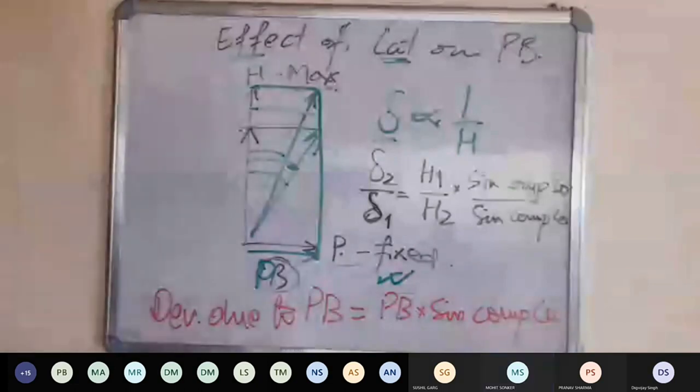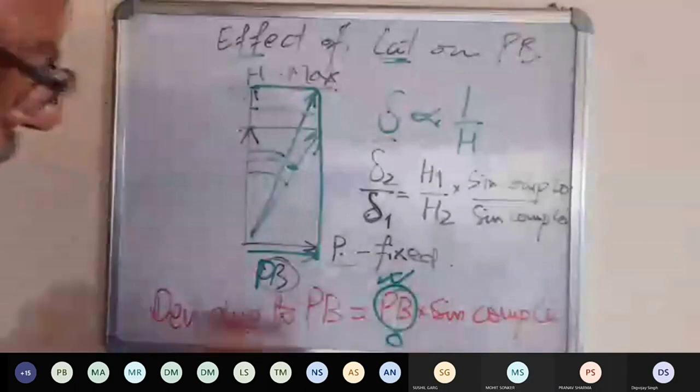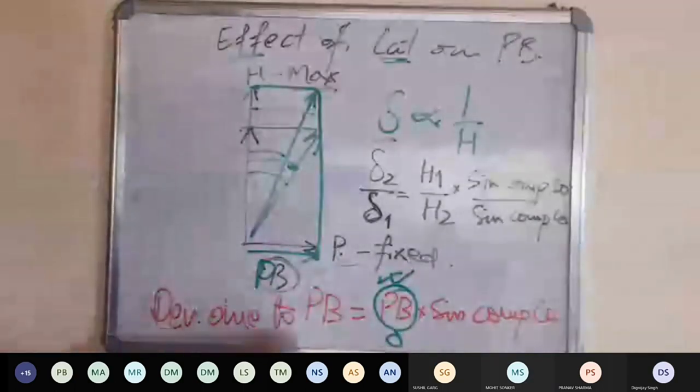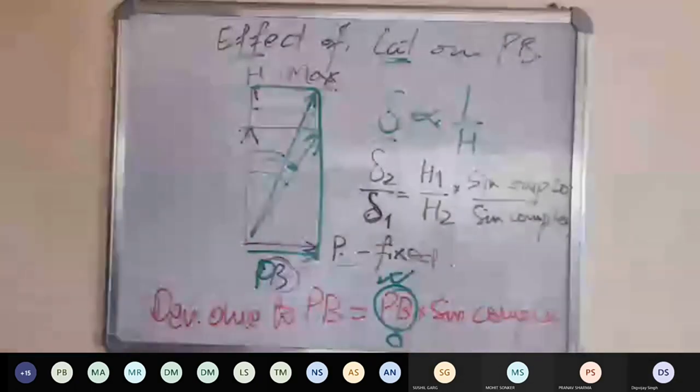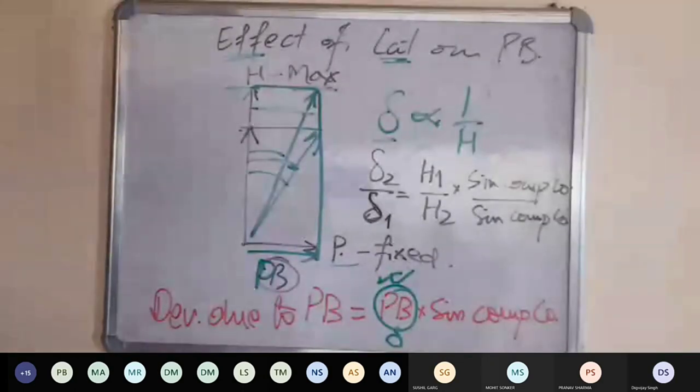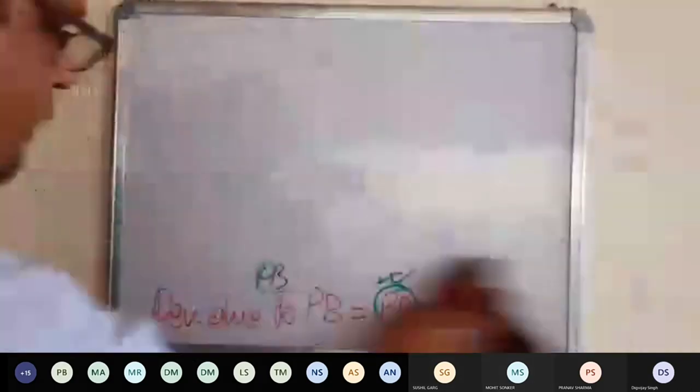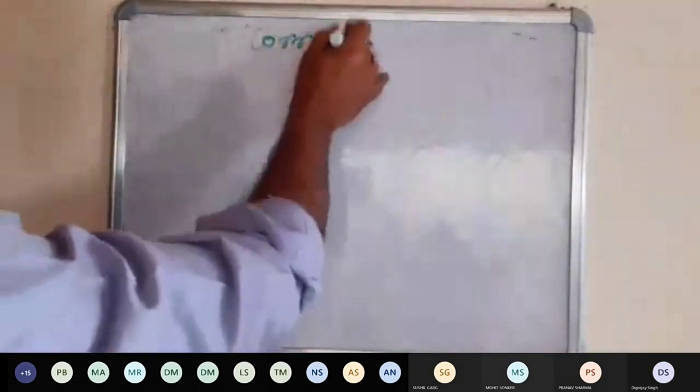So, our aim, as we said, is to bring this to zero value. Agar zero kar denge, toh deviation jo ho raha hai P ke chalte, that will become zero all the time. Zero multiplied by any course is zero. So, how do we make the correction? How do we do this?